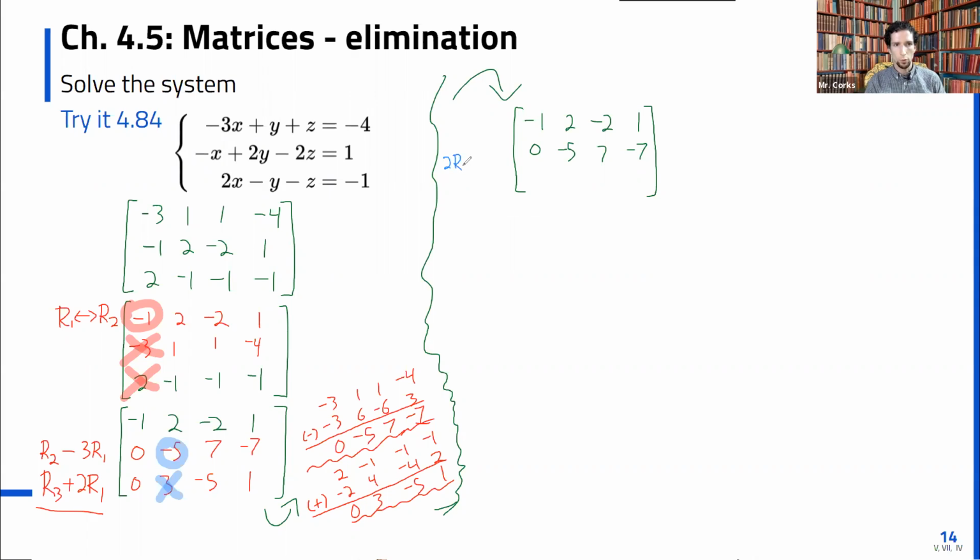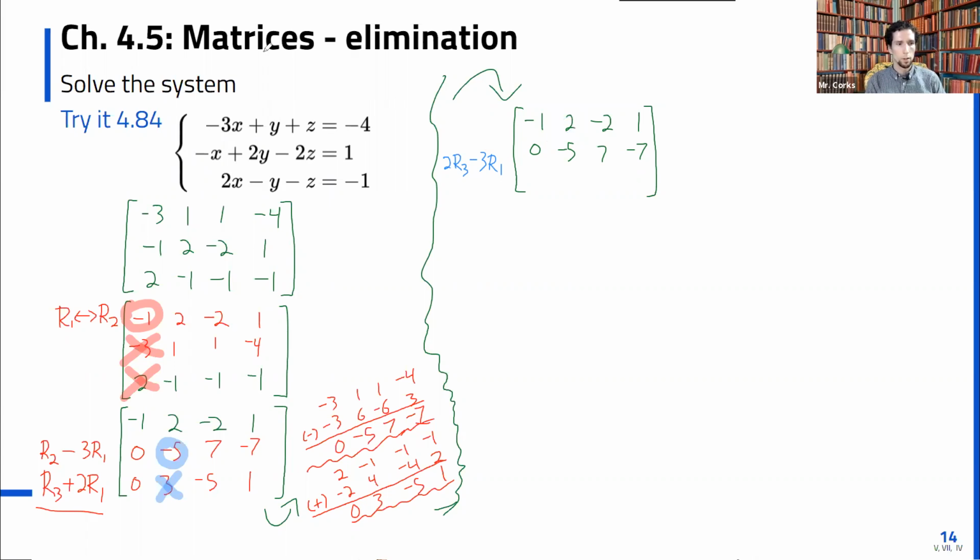multiply it by 2. So 2 times row 3, and subtract from that 3 times row 1, since we have a 2 here. So we'll have 2 times this 3, so that would be a 6, and then minus 3 times the 2, so 6. So 6 minus 6 would give us 0.